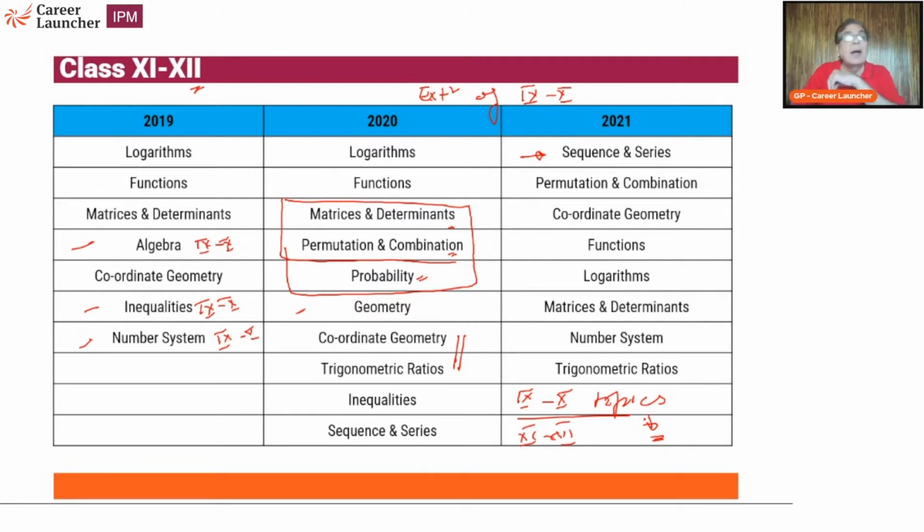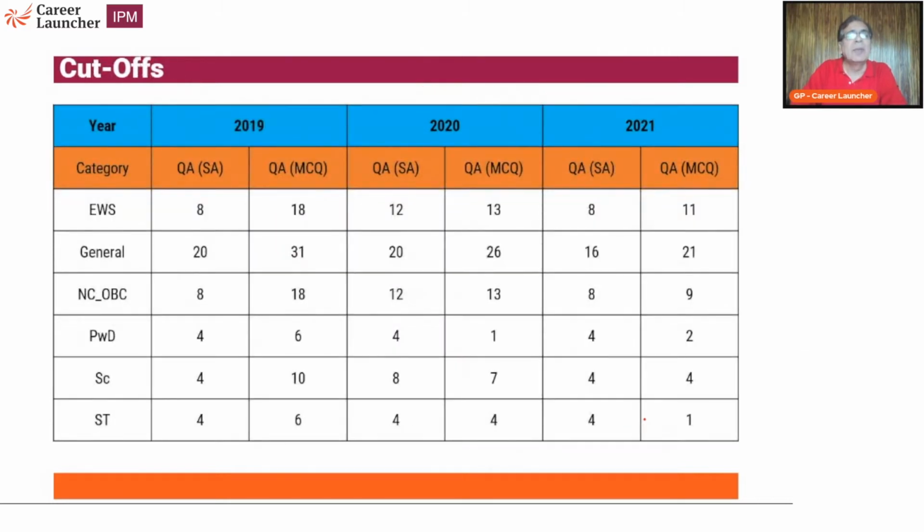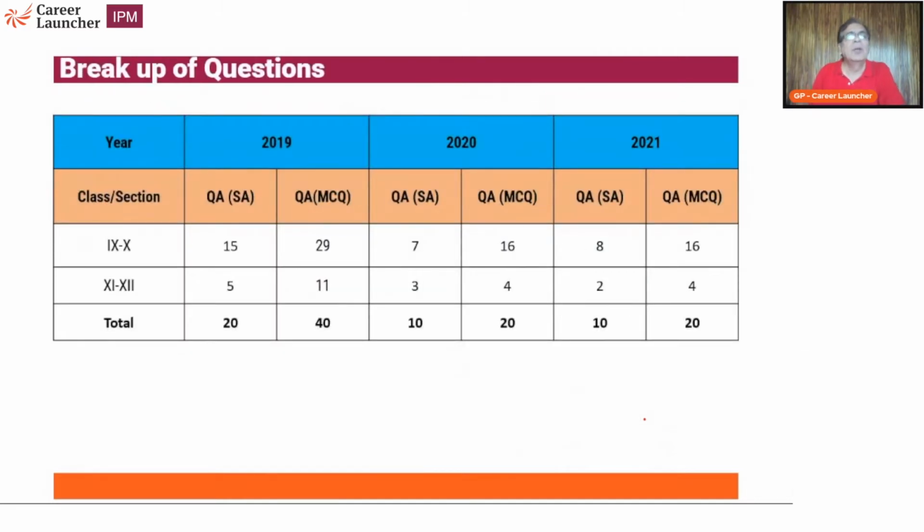Okay. Obvious question is, does it work in the paper? Let's see. Look at the 2019, 20, 21 papers. In the QA short answer questions, 75% of the questions were 9, 10th. Similarly, in MCQ, again 30 out of 40 would be 75%, almost 75% of the questions.